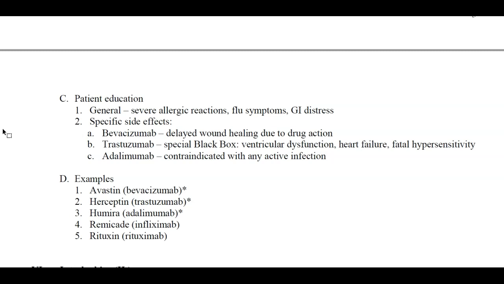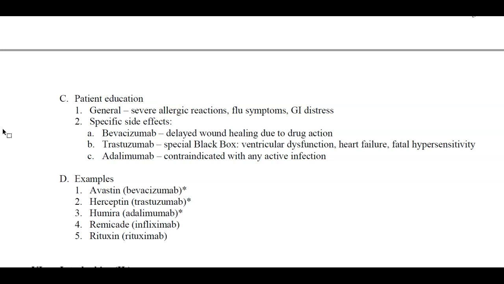So it has a black box warning. Again, for this specific drug, trastuzumab can cause ventricular dysfunction, heart failure, and fatal hypersensitivity reaction. And then lastly, adalimumab is contraindicated with any active infection. So again, this affects your immune system, right? And so if you know that a patient has an active infection, this medication is actually contraindicated.